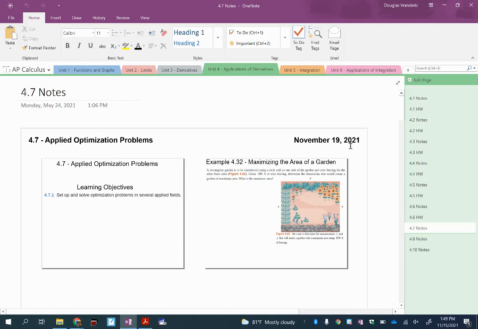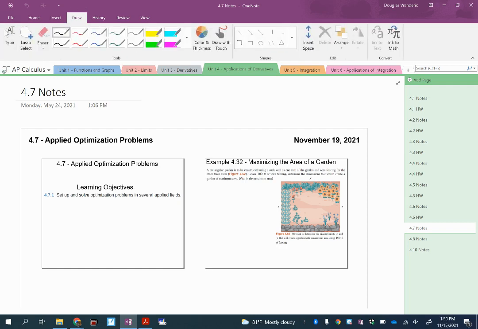Lesson on applied optimization problems. And we're going to do a lot of examples. It's going to take a while, but I think you're going to see some actual use to some of the techniques that we've been going over in this section on applications of differentiation, or derivatives.